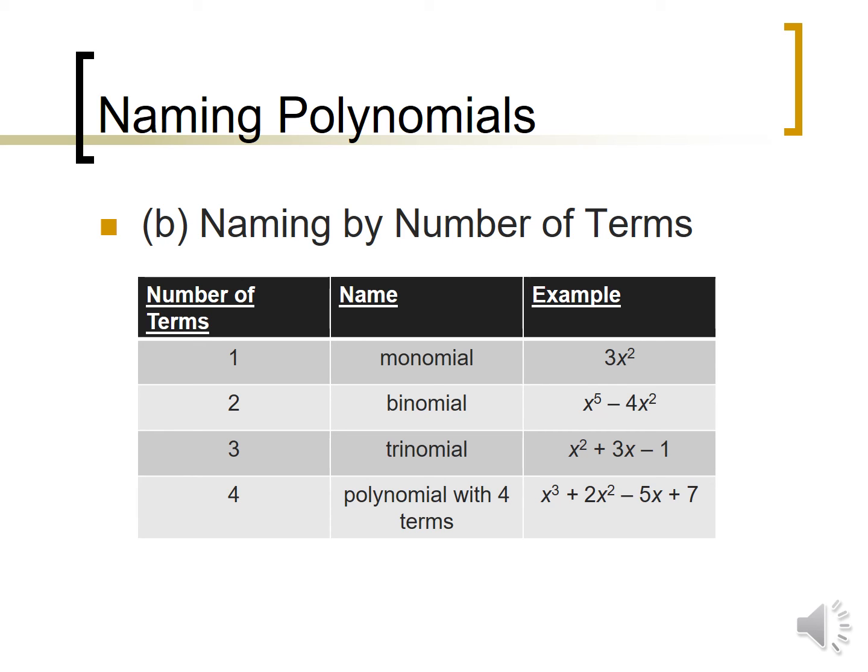After that, we have no special name. So if there are four terms, we call it a polynomial with four terms. X to the third plus 2x squared minus 5x plus 7. If there were five terms, polynomial with five terms, 20 terms, polynomial with 20 terms. Please make sure this whole chart is in your notes.